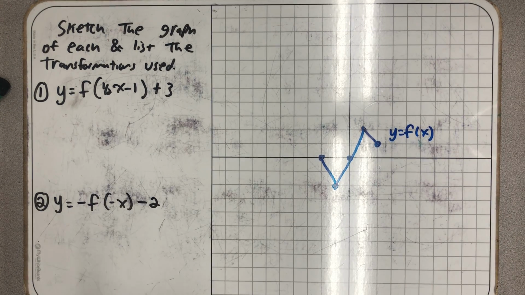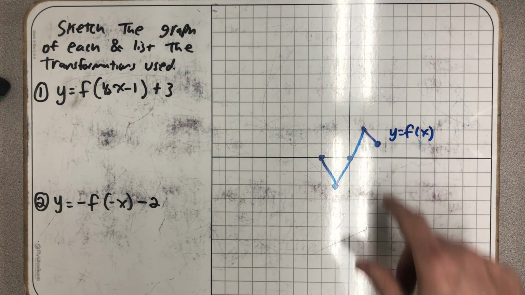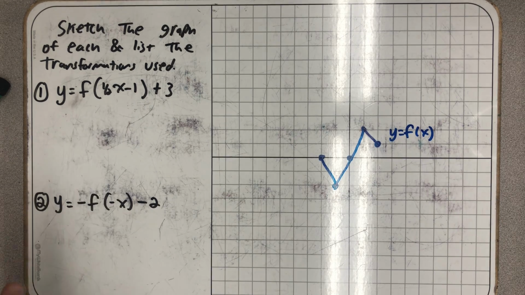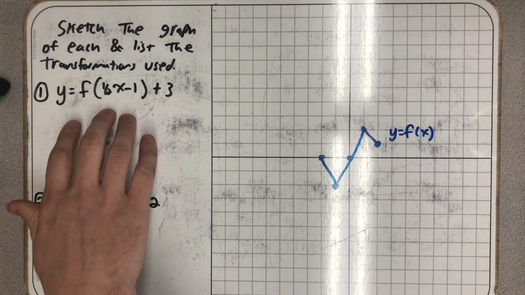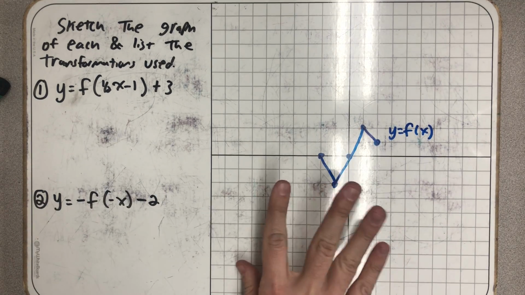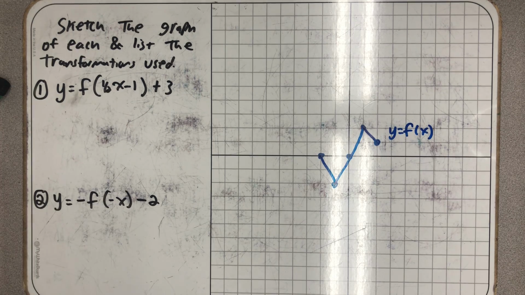We're given a function y equals f of x sketched out here, and we're asked to sketch the graph of each of these following functions and list the transformations that relate the graphs of these to our original graph. And I actually want to start by listing the transformations. And so we'll start with this one. And I see y equals f of 1/2 x minus 1 plus 3.